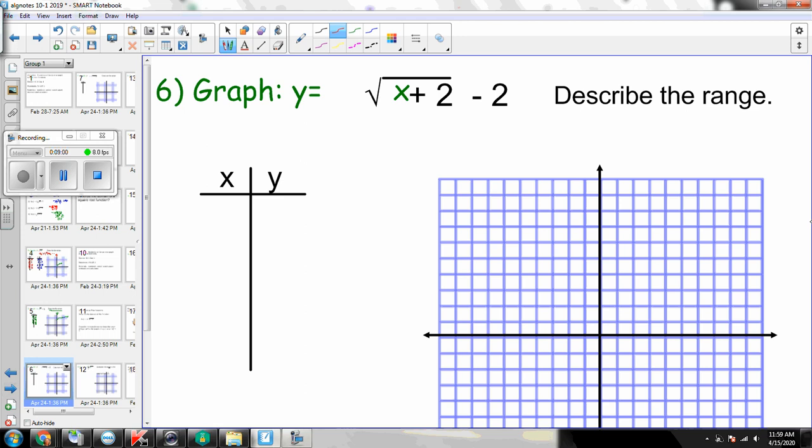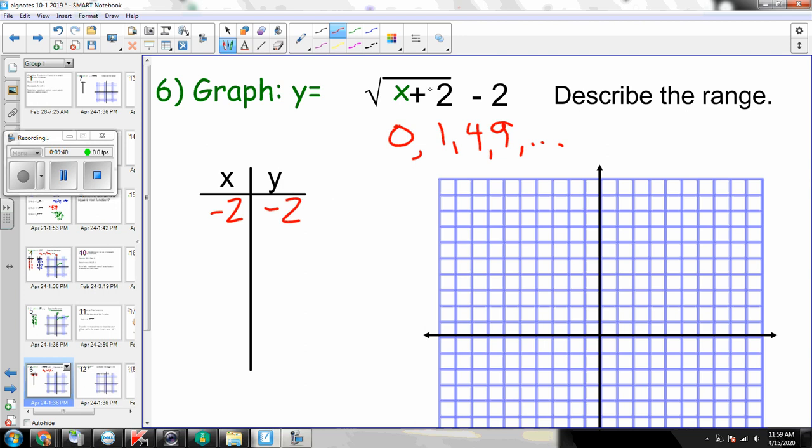All right, looking at number 6, I'm going to try to graph by making an xy table. I'm thinking of my perfect square numbers 0, 1, 4, 9, etc. So I'm thinking about, okay, what number could I put in for x so I get 0? So then when I take the square root of 0, I get 0. Well, x could be negative 2. If x is negative 2, negative 2 plus 2 would give me 0. The square root of 0 is 0. 0 minus 2 would give me a negative 2.